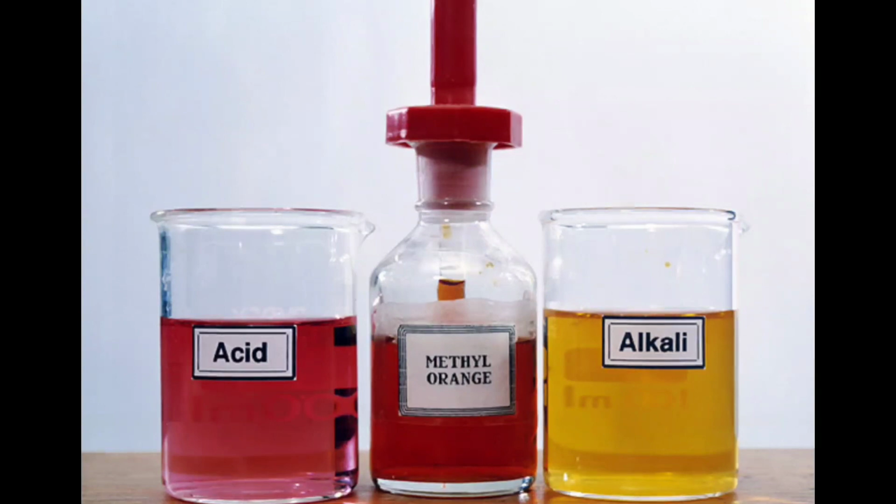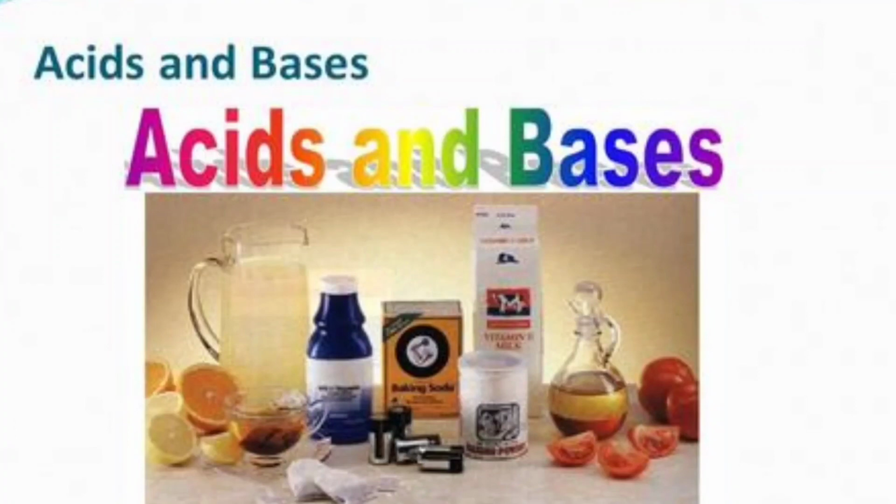In this class we have discussed acids and bases, their properties, uses, neutralization, and then indicators. Phenolphthalein and methyl orange are artificial indicators, and then turmeric, hibiscus, beetroot, and vegetables are natural indicators. Thank you, students.